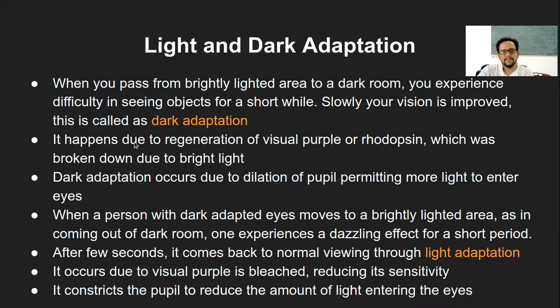And why does that happen? It is due to the regeneration of the pigment called rhodopsin or visual purple, which was broken down due to the bright light. Whenever there is too much bright light, that energy will be conveyed to the retinal cells, that is the rod cells. So whenever there is bright light falling onto the retina, rhodopsin will get activated, and all of it will get used up. And to get it back to the normal position, it takes a certain fraction of a second.